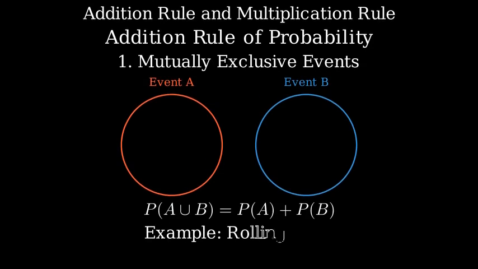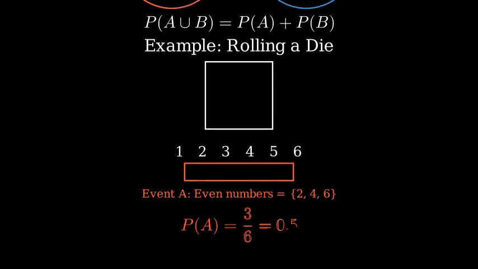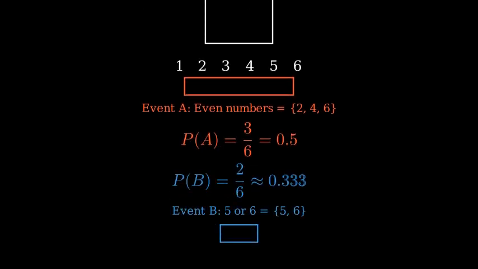Let's look at an example. When rolling a fair six-sided die, let event A be rolling an even number. That's the outcomes 2, 4, or 6. Let event B be rolling a 5 or 6. That's the outcomes 5 or 6. Wait, do you notice something? These events are not actually mutually exclusive because they both include the outcome 6.